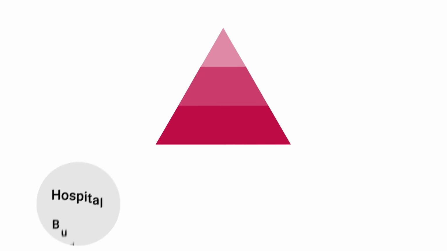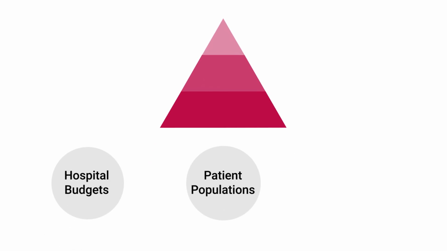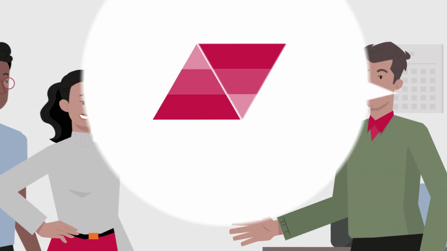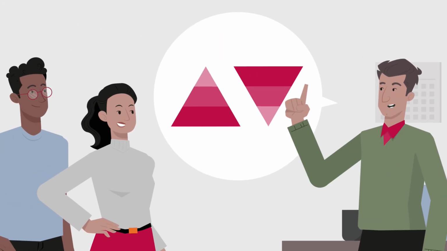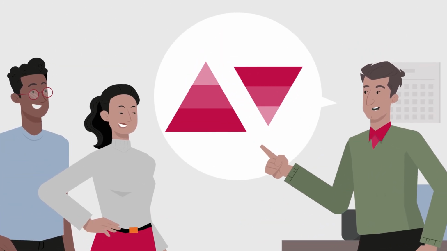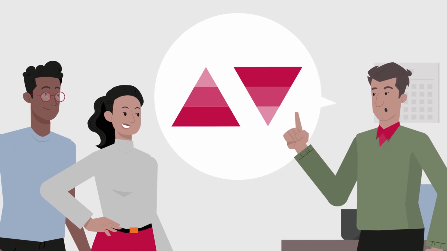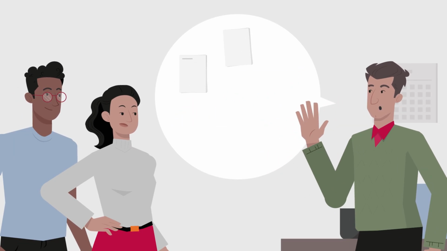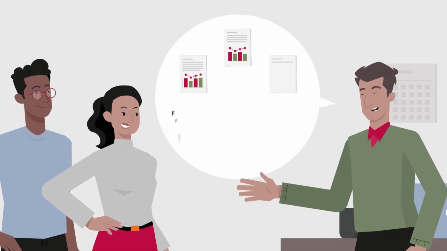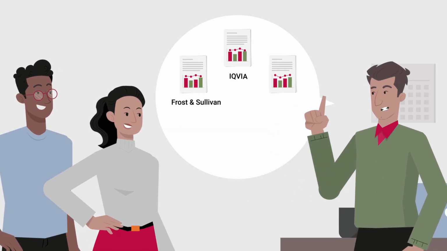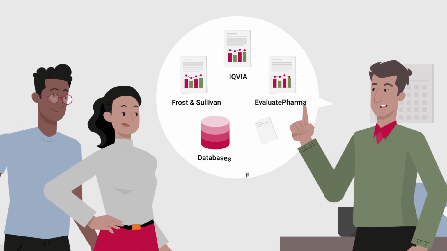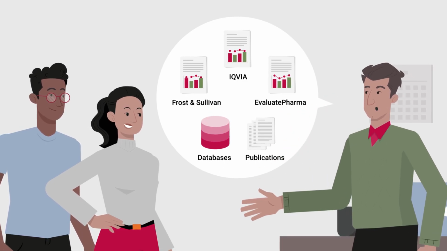Alternatively, a bottom-up approach starts from real-world data like hospital budgets, patient populations, or sales of similar products. For early-stage technologies, you may need to combine top-down and bottom-up approaches, using both data and specific assumptions about your customer adoption. Use reliable sources such as industry reports by Frost & Sullivan, IQVIA, or Evaluate Pharma, regulatory databases, and scientific publications.